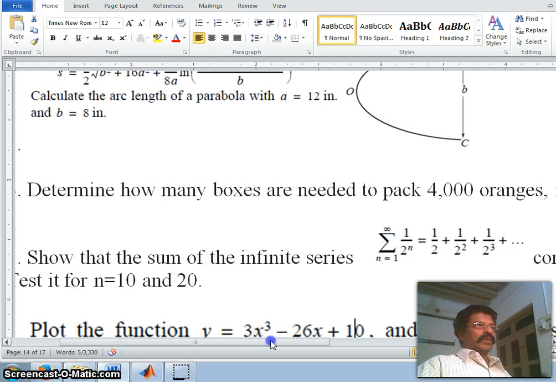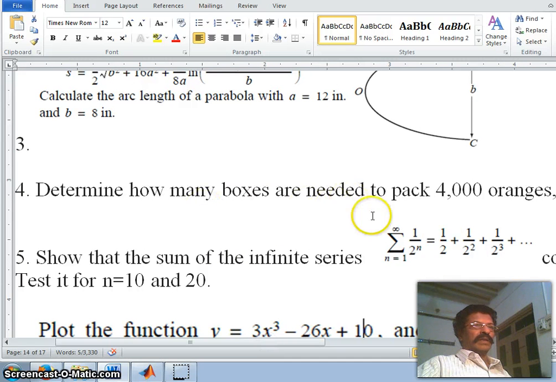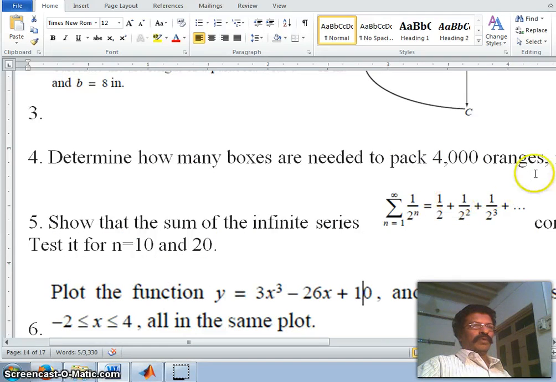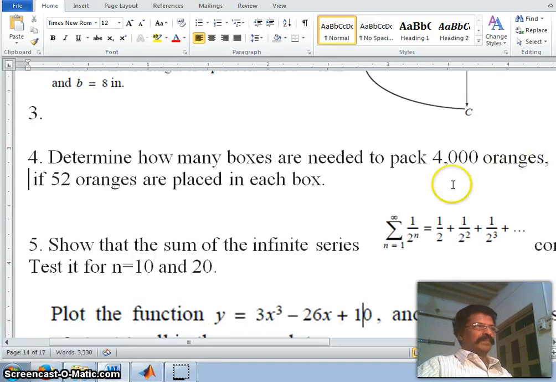Then let us go to this question. How many boxes are needed to pack 4,000 oranges if 52 oranges are placed in each box? One box can contain 52 oranges. Therefore the only thing is we have to divide 4,000 by 52.